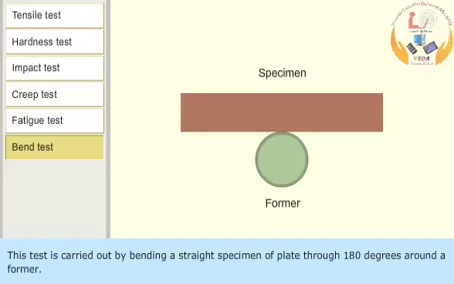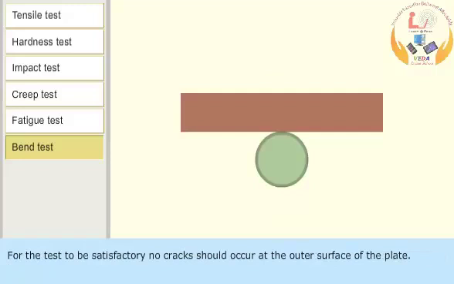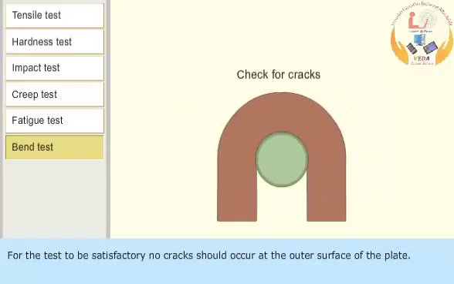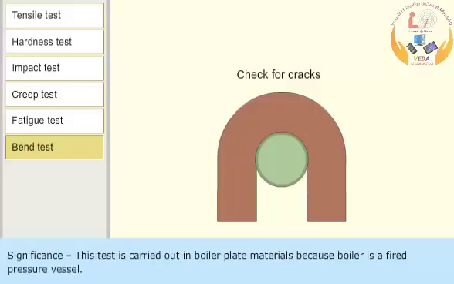This test is carried out by bending a straight specimen of plate through 180 degrees around a former. For the test to be satisfactory, no cracks should occur at the outer surface of the plate. Significance of this test is that it is carried out in boiler plate materials, because boiler is a fired pressure vessel.